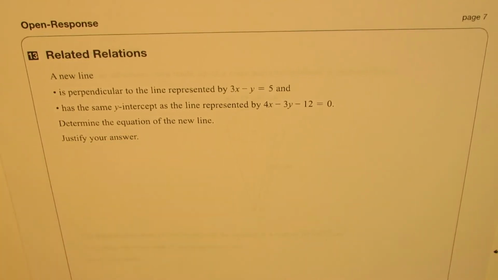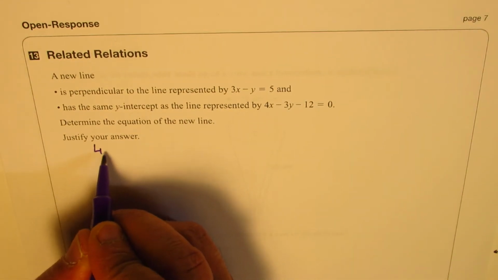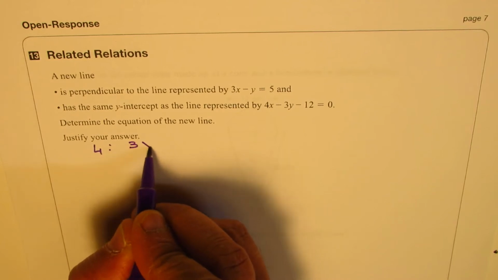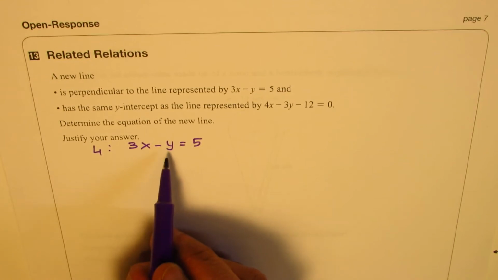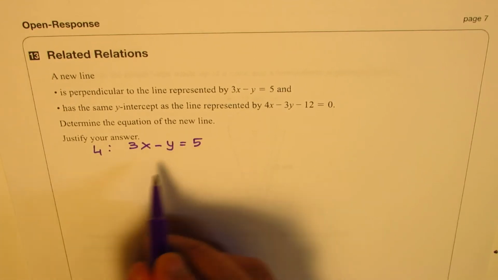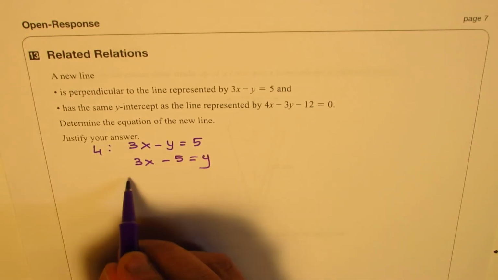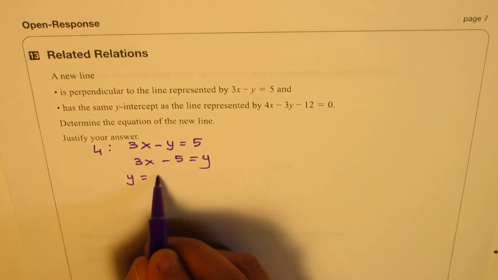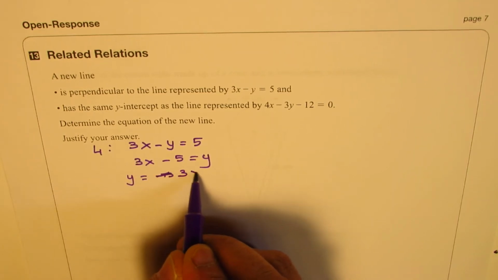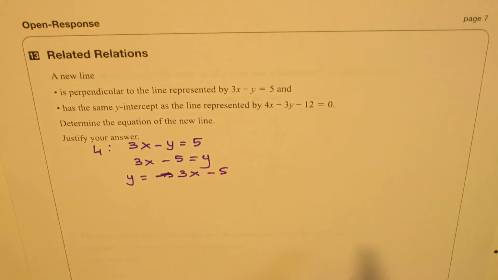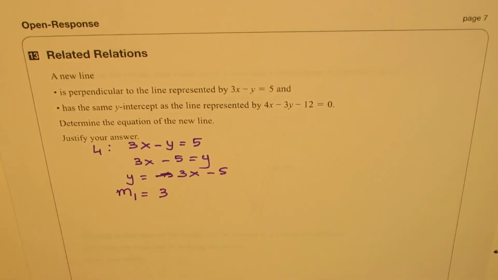Justify your answer, right? So what we are given here is line 1, which is 3x minus y equals 5. Let us rearrange and find the slope. Taking y to the other side, we get 3x minus 5 equals y, or you can write this as y equals 3x minus 5, correct? So from here, we know the slope of this line is 3.